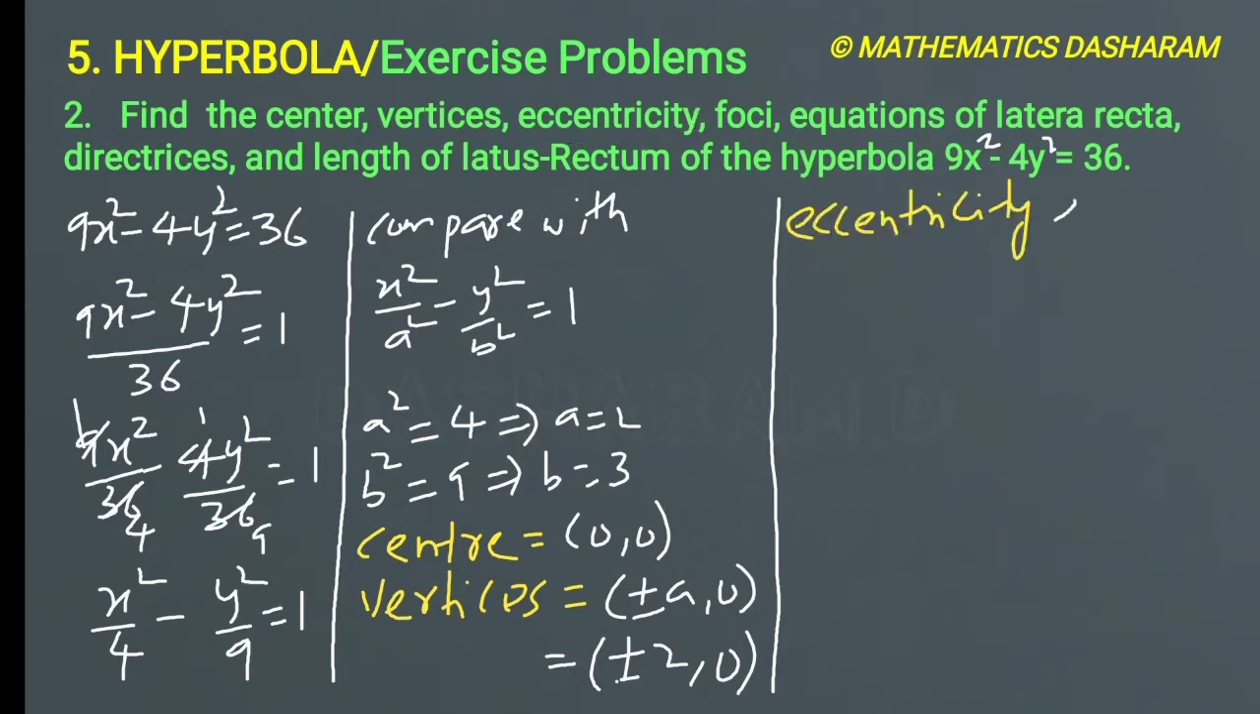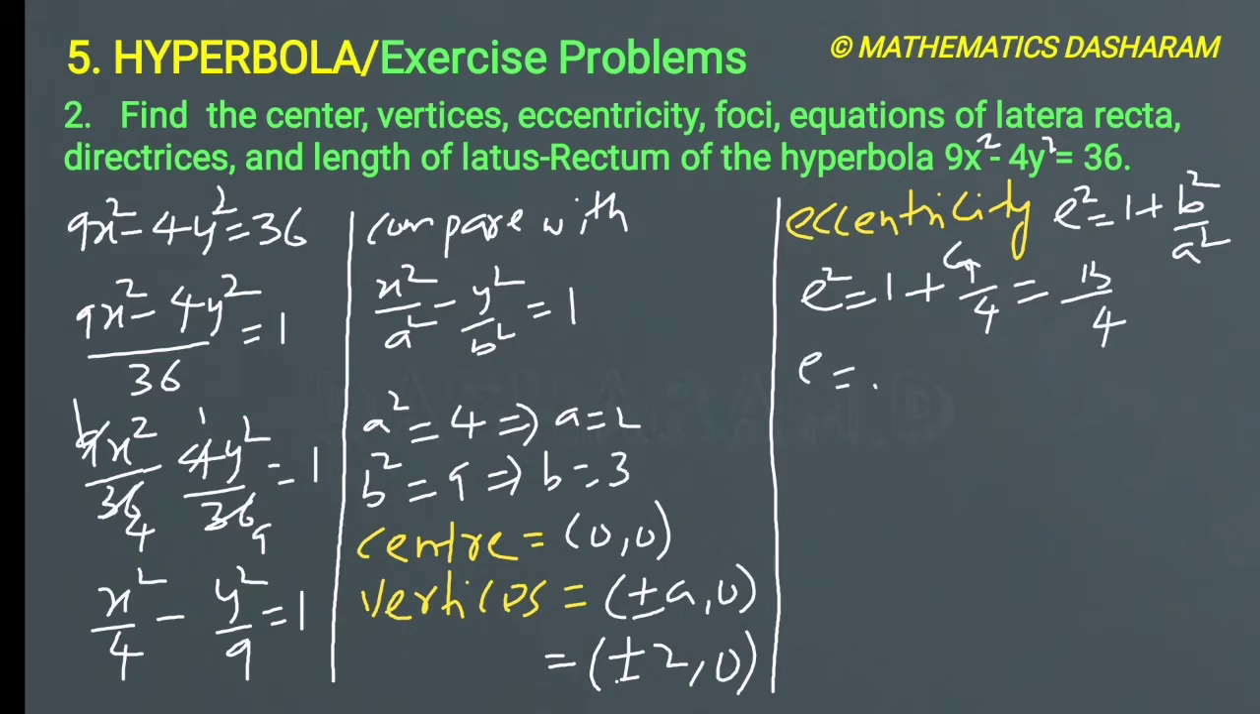The suitable formula is e² equals 1 plus b² divided by a². So e² equals 1 plus b² value 9 and a² value 4, so 1 plus 9/4. It is equal to (9 plus 4)/4, which is 13/4. Then e equals the square root of 13/4. This implies e equals root 13 divided by 2.